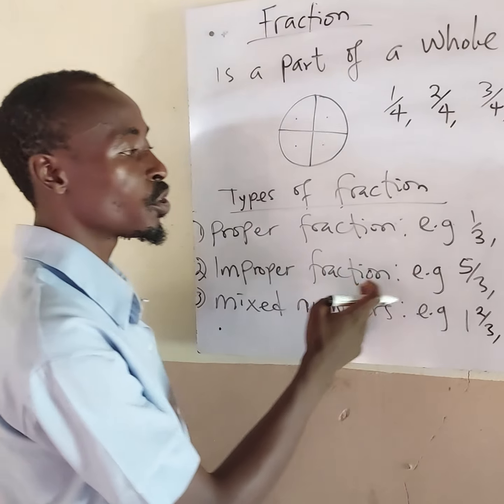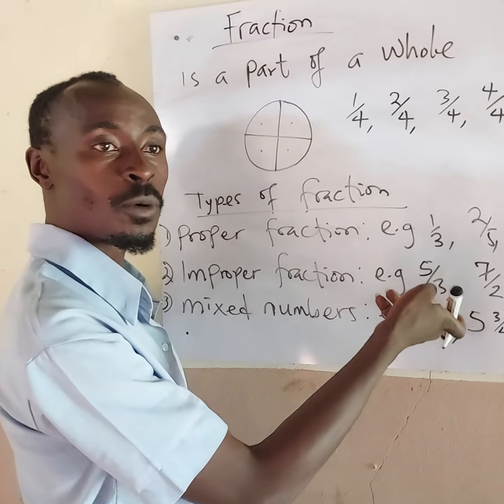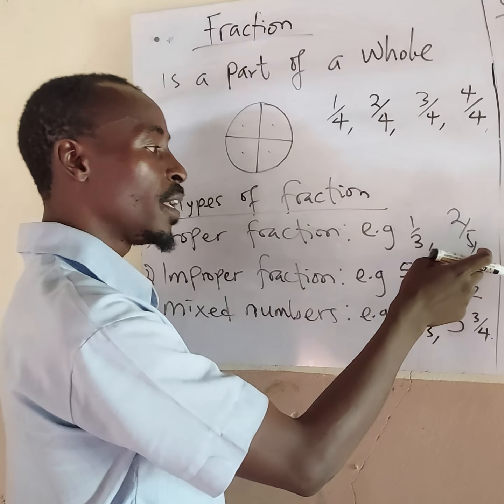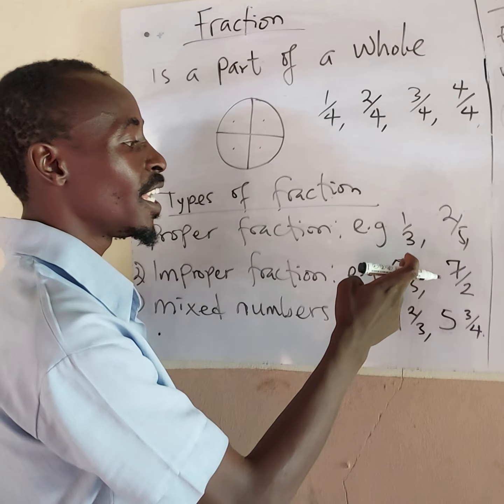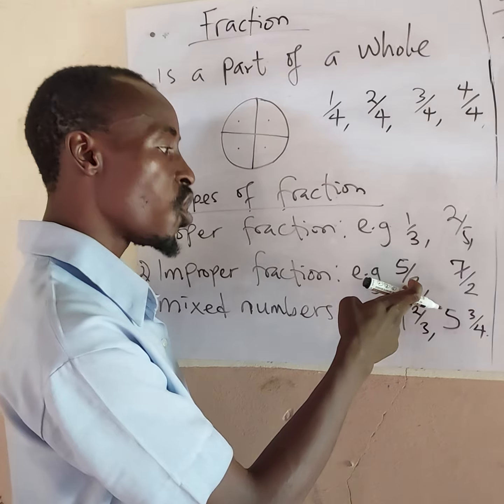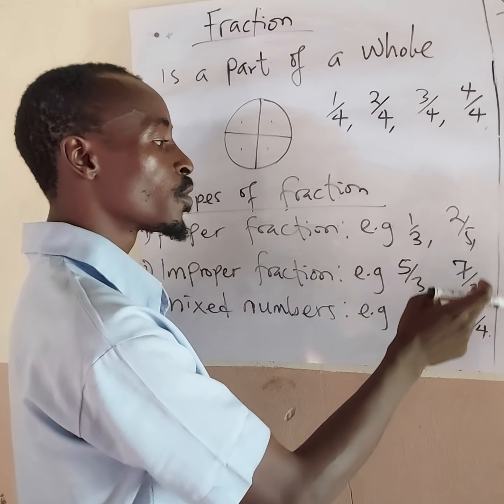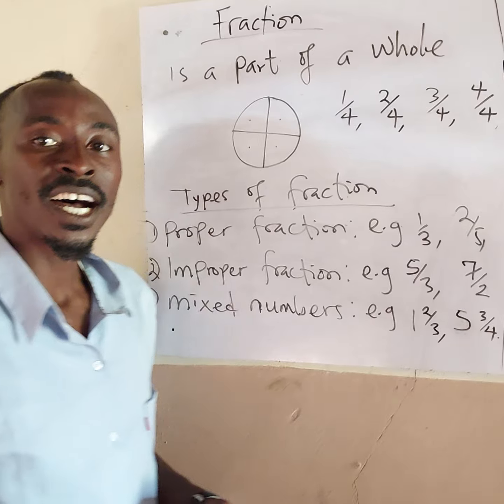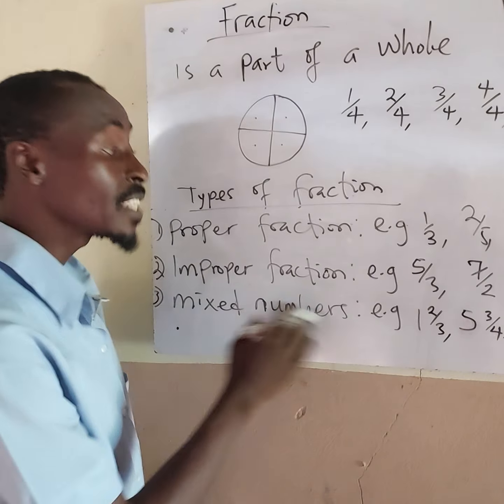What about improper fractions? In an improper fraction, you have a big number on top of a small number. That's a bigger numerator and a smaller denominator. So 5 all over 3, 7 all over 2. These are improper fractions.